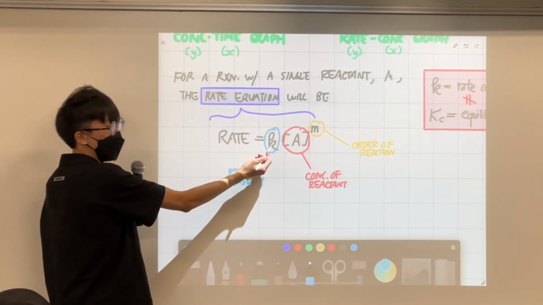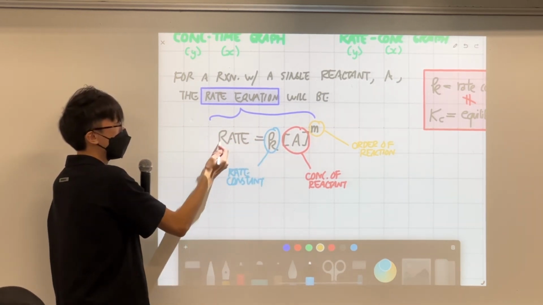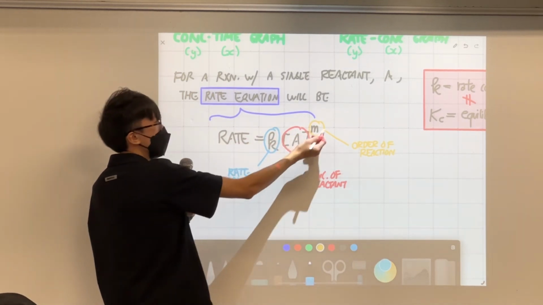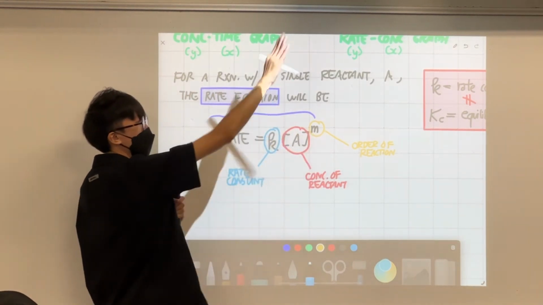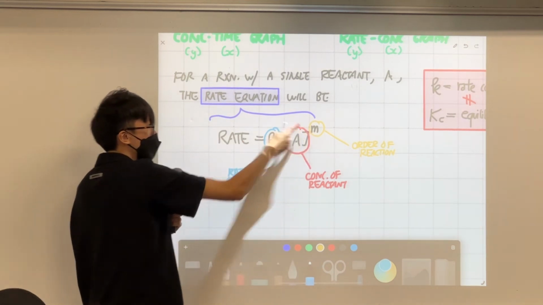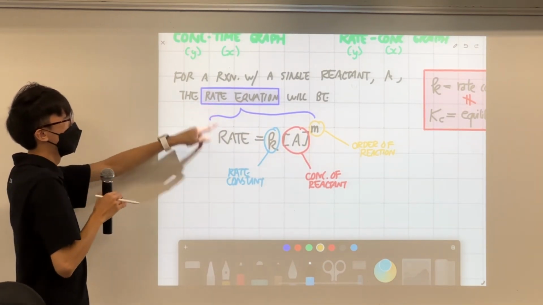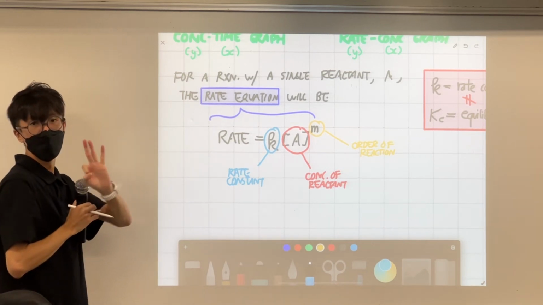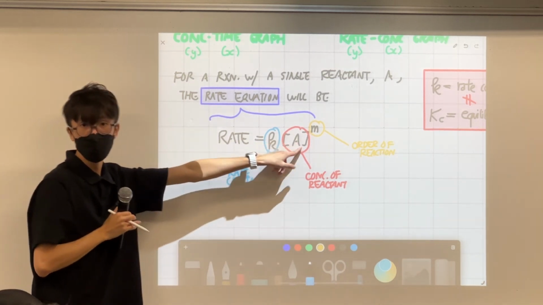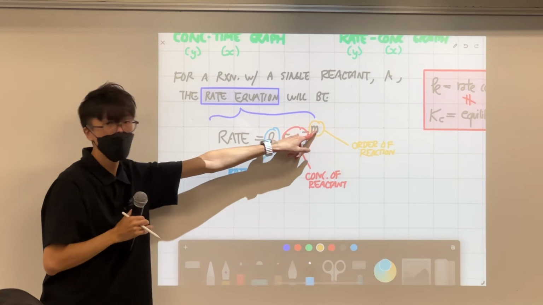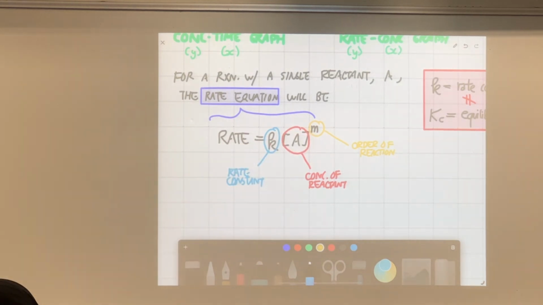Rate also depends on the rate constant. Rate also depends on the order. Or if you don't like to call it order now, you can just call it power. Get the power of this term. So therefore, the rate equation in a nutshell means rate depends on three factors: the rate constant, the concentration of reactant, and also the power, which we call the order.